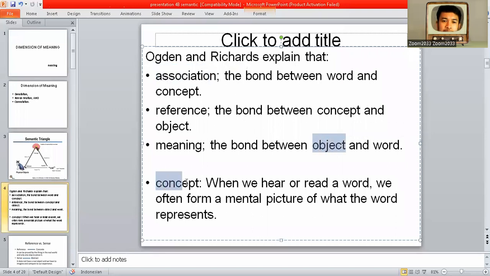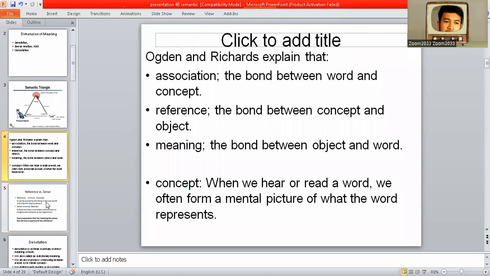And then we also have concept. Concept is, when we hear or read a word, the mental picture of what the word represents. So it is concept. Now, association, reference, meaning, and concept: this is what we get from Ogden and also Richards.